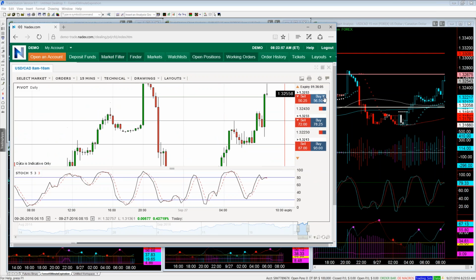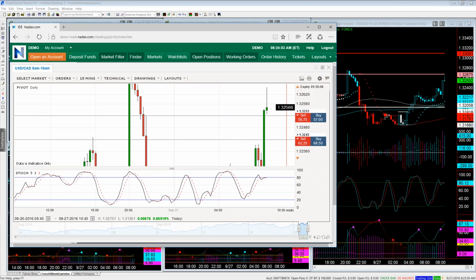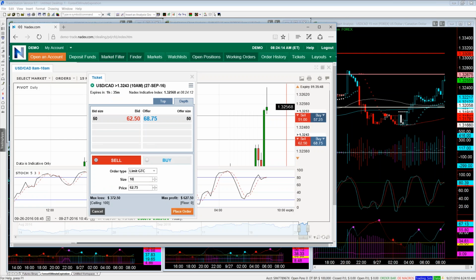Okay, I think that this is going to come down from this area, right? And I've got an hour and 35 minutes left. In that case, I would sell beneath where price is. Okay, price is at 32.56. I'm at 32.43. Okay, in this case, I'm going to sell. The total risk is $37 per contract.